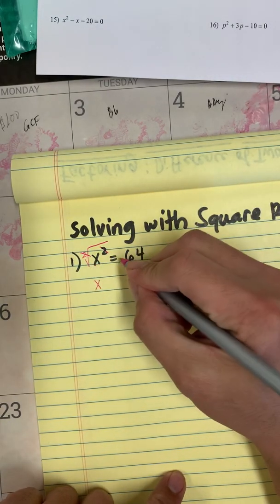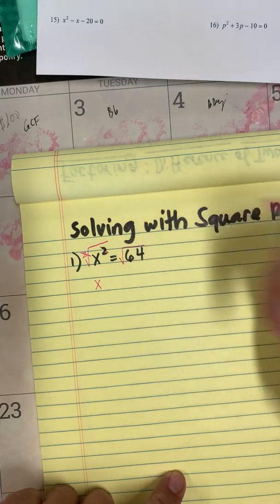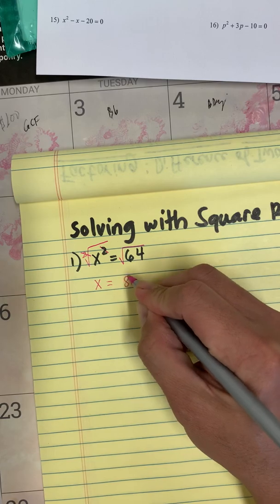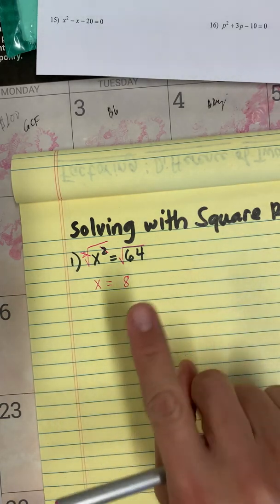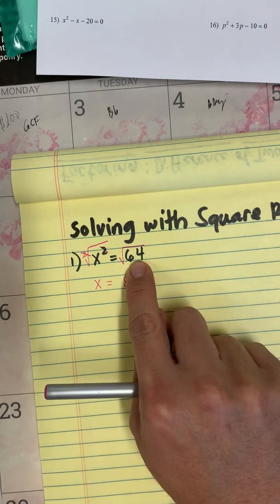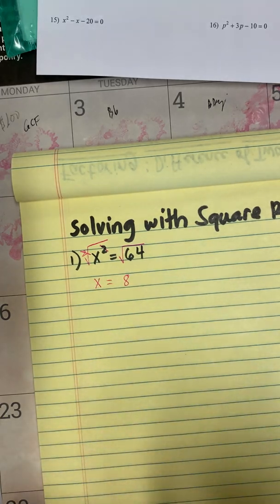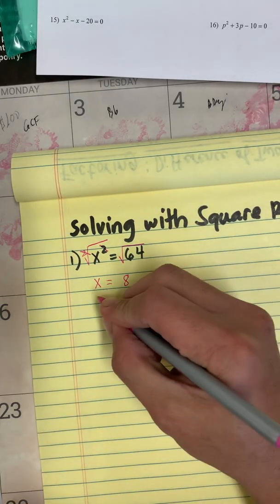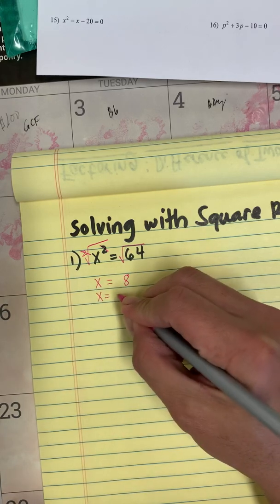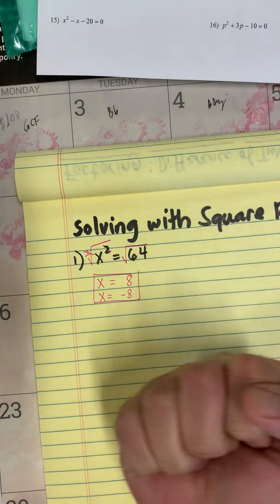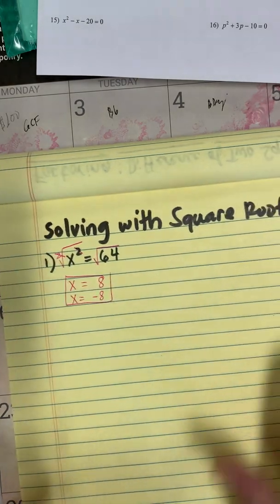Whatever you do on one side, you have to do also on the other side. What's the square root of 64? It's going to be 8. But remember, 8 times 8 is 64, but negative 8 times negative 8 is also 64. So therefore, the answers are x equal to 8 and negative 8. Kaboom. Next, one more.